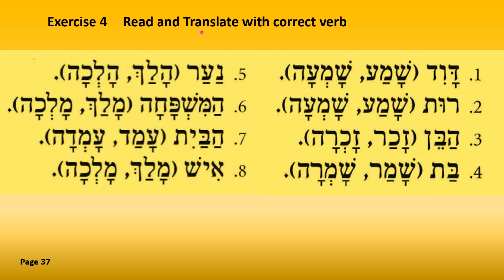Exercise 4, read and translate with the correct verb. We're not going to do anything with this other than to just remind you that what you're looking for here is your subject masculine, feminine, singular, or plural? Although in this exercise, you don't have to worry about singular or plural. They'll all be in the singular. But is it masculine or feminine? If you determine it's masculine, you want to look for the verb that is masculine. Feminine, look for the verb that is feminine. Make sure the verb matches the subject. And that's all we're doing with exercise 4.